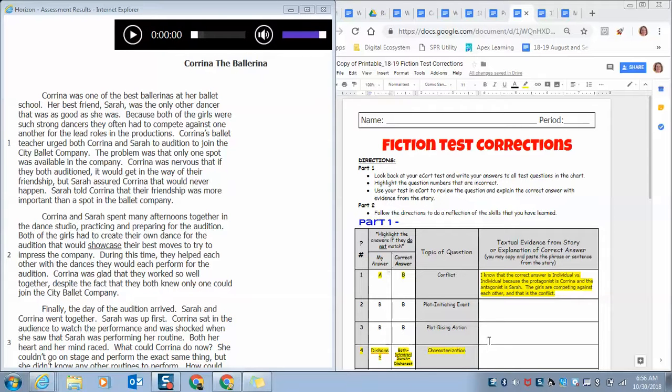I am here today to explain how to complete fiction test corrections for our eCart test. The benefit to doing test corrections is that you will receive half a point back for each one that you got wrong. If you got a 12 to a 16 on the test, this is an optional assignment. If you got 11 or below, it is required and you must at least get started on it with me in class. But let me give you some directions.